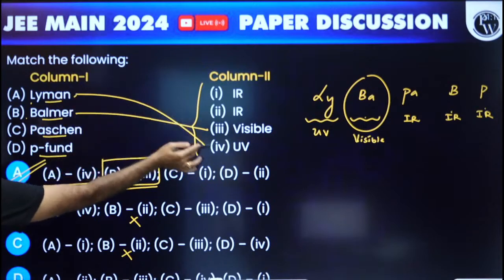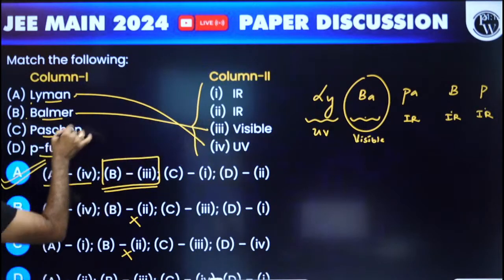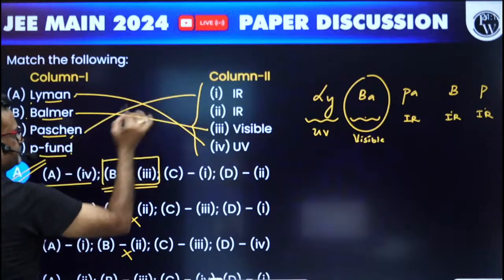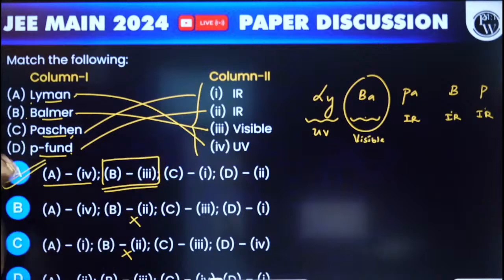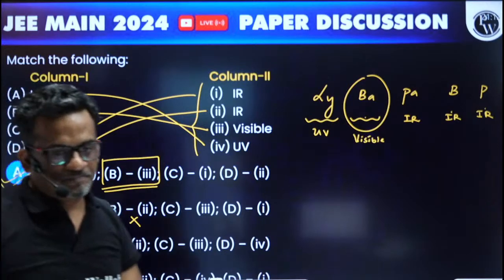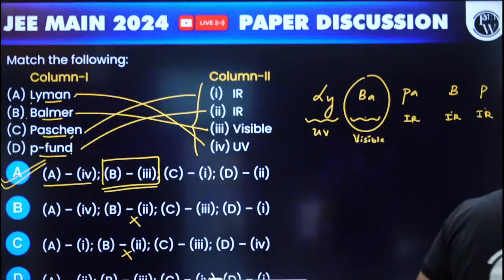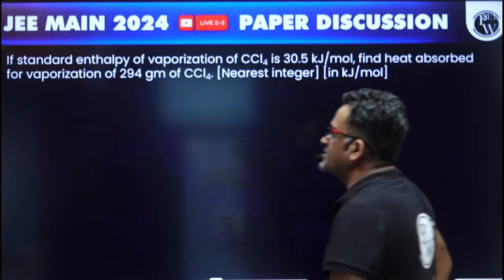So 1 is with 4. 2 is with 3. Paschen is IR. Pfund is IR. It can be either of them. C can be 2 or D can be 1. So therefore your answer is A. Is that clear? Right. Next.